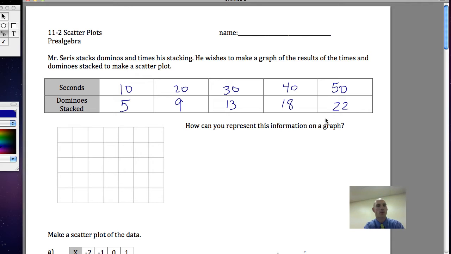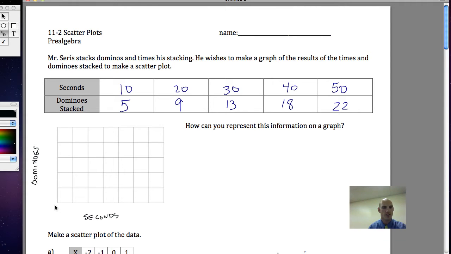If we were to make a scatter plot of this data, we need to label the axes and we need to put our data onto our graph. I happen to have a graph here, so let's see if we can line up our axes and label them appropriately for what we're going to do. Up the side, I'm going to put the number of dominoes stacked. So this is going to be dominoes, and on the bottom here I am going to have seconds.